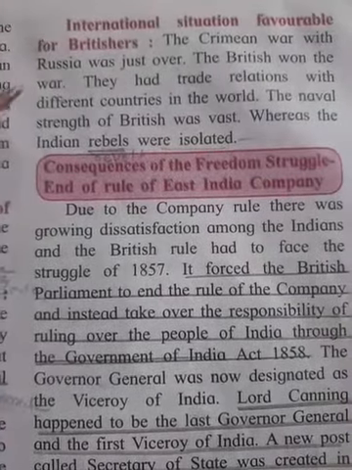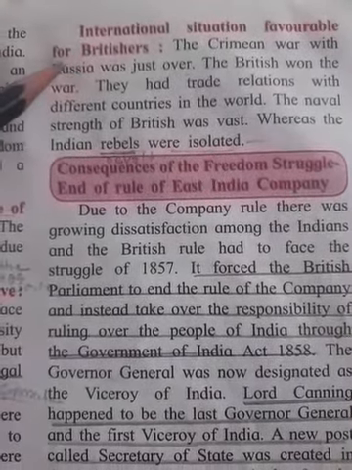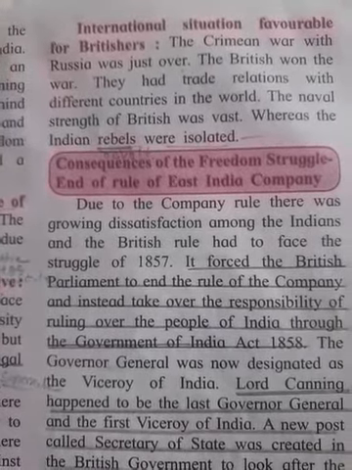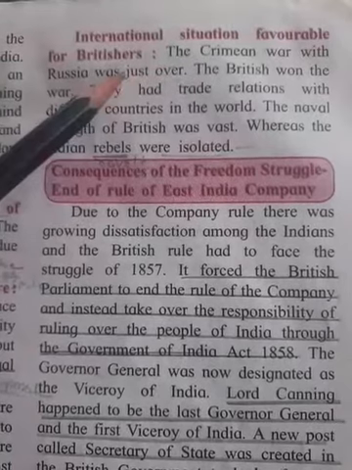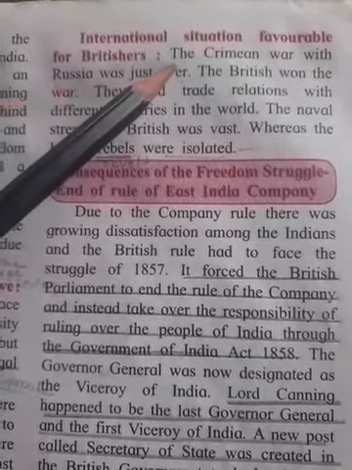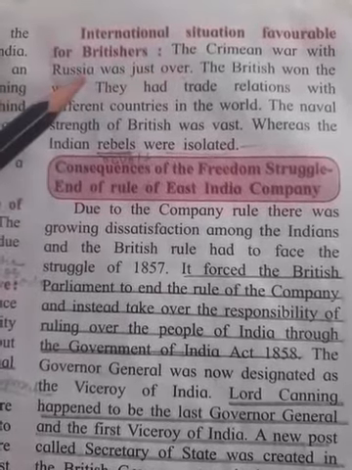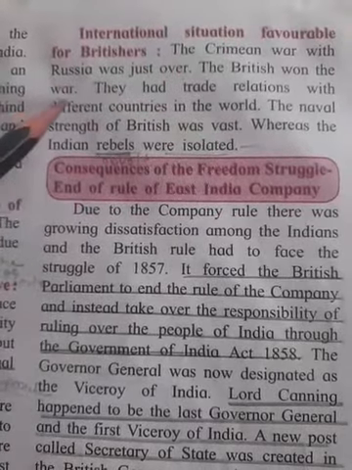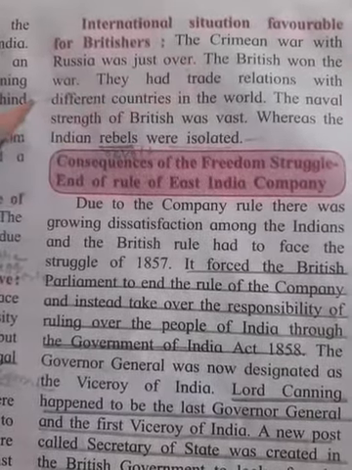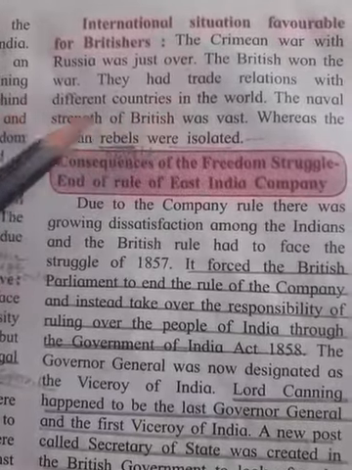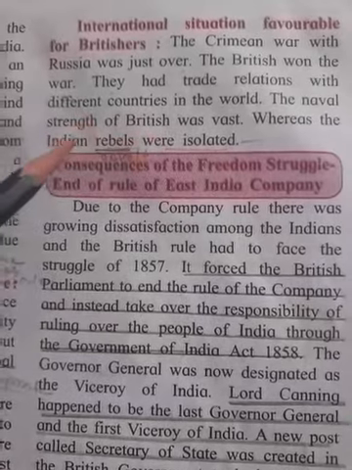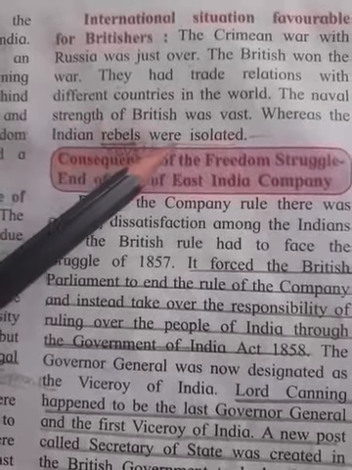And another cause is the international situation favorable for Britishers. This is also an important cause of the failure of the struggle. The Crimean War with Russia was just over. The Crimean War was between Russia and the Britishers, and the British won the war. They had trade relations with different countries in the world. The naval strength of the Britishers was vast, whereas the Indian rebels were isolated.